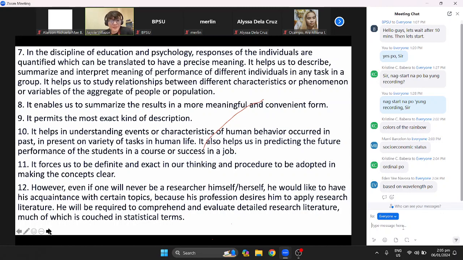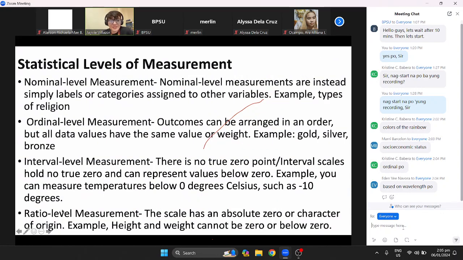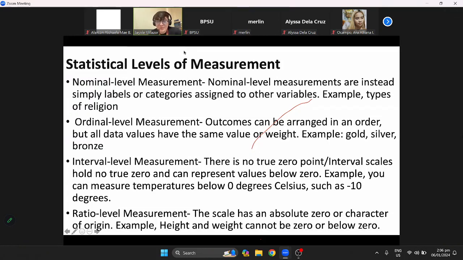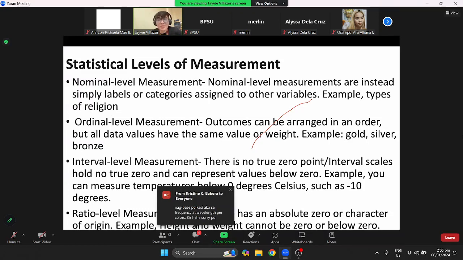Ay, nalipat. Okay. Next is, wait lang guys. Okay, next is interval level of measurement. Okay, so when we talk about the interval level of measurement, there is no true 0 point. Interval scales hold no true zero and can represent values below zero. So what are the examples? You can measure temperatures below 0 degrees Celsius, such as negative 10 degrees, and then so on and so forth.